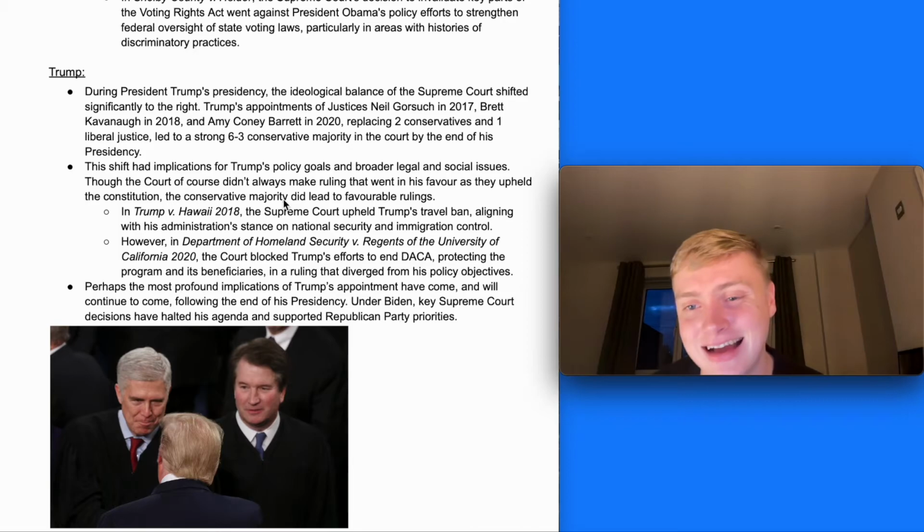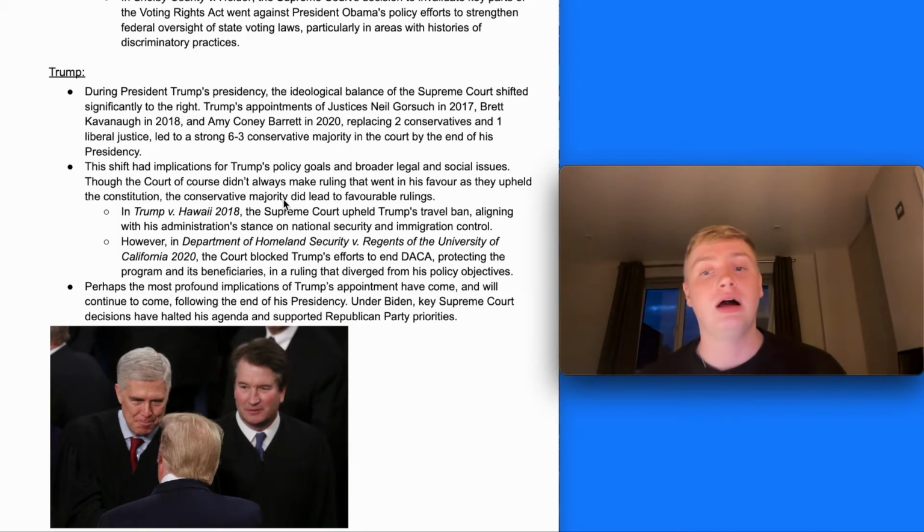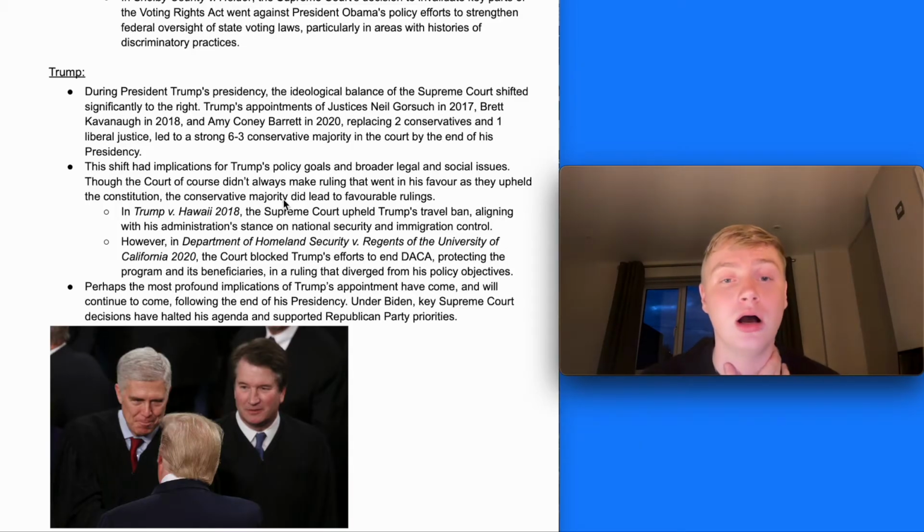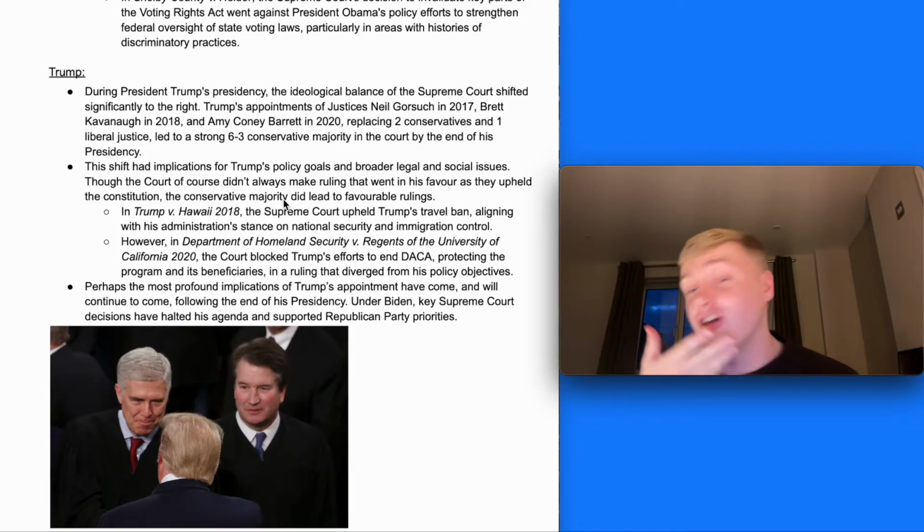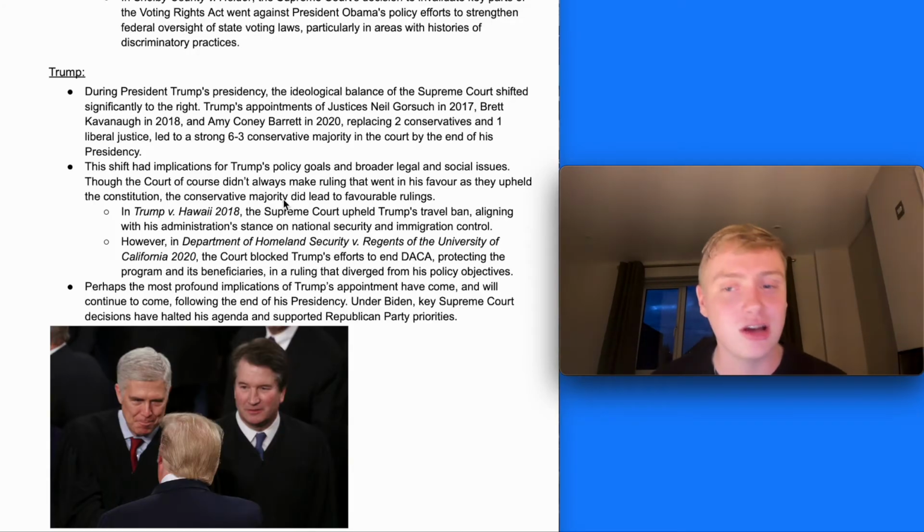DACA. I think that shows the constant limitation of the court, even if you have a majority that potentially aligns with your politics. If you have a conservative majority when you're a Republican, that doesn't mean you're going to be able to do whatever you want, because they are ultimately upholding the Constitution.